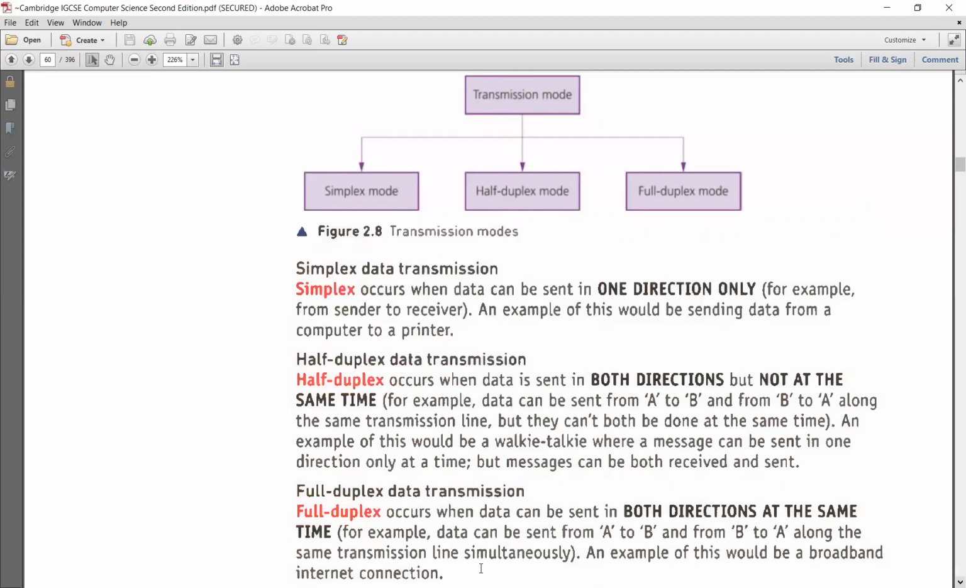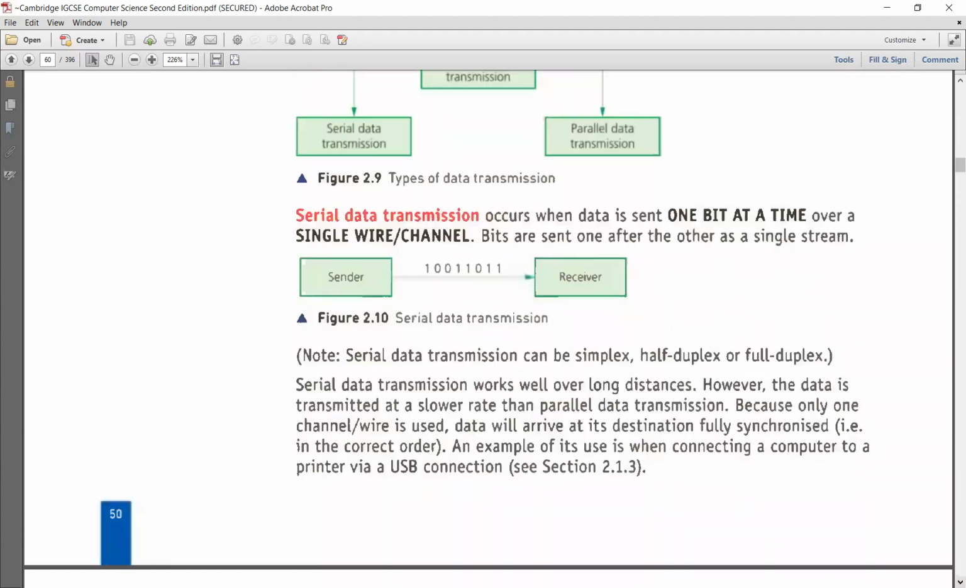On the contrary, full duplex is dealing with both directions at the same time, and the best example of it will be the broadband internet connection. Because in this, you can see that the data is sent and received at the same time, and that is why it is the example of full duplex transmission.